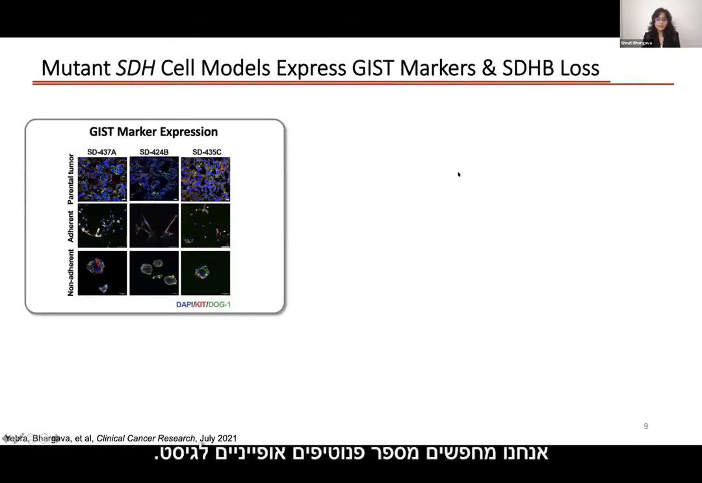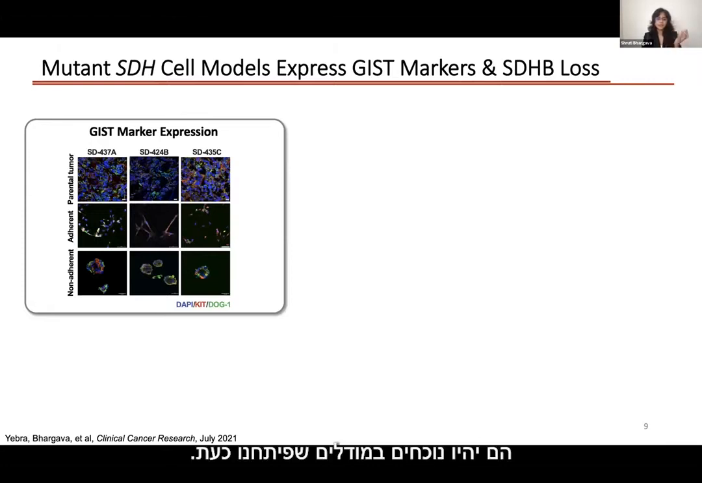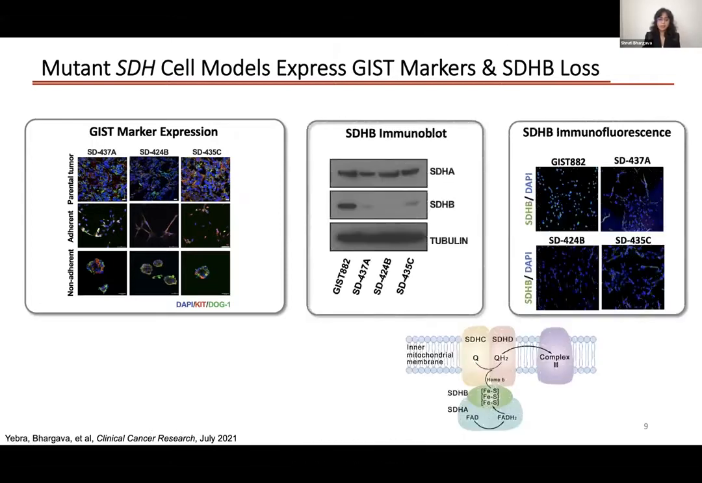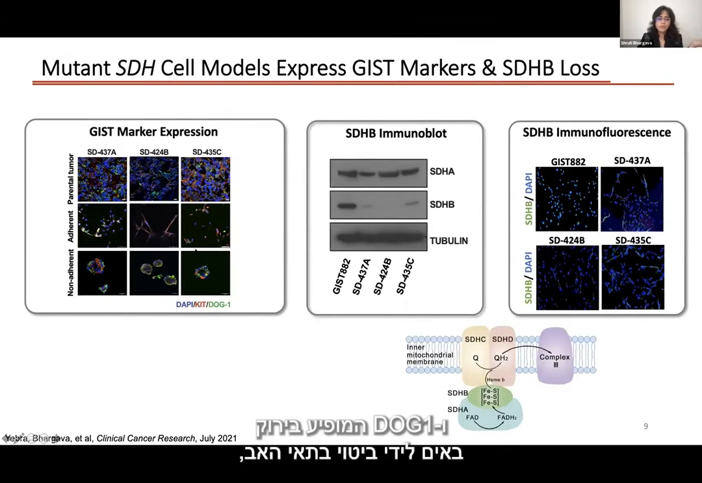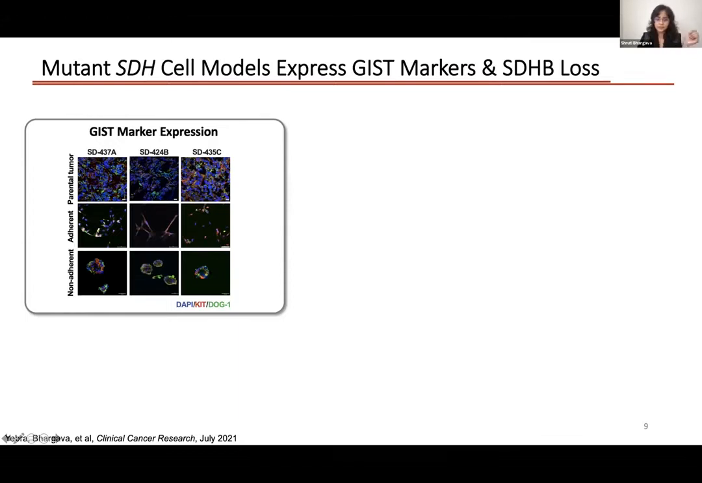Now we check for various characteristic GIST phenotypes, which are specifically present in SDH deficient GIST, to see whether they are present in the models we have just established. Firstly, we check for the expression of the characteristic markers that I had described, which are KIT and DOG1. And we do see that KIT, present in red, and DOG1, present in green, are expressed in the parental tumors as well as in the adherent and non-adherent tumor models that we have established.